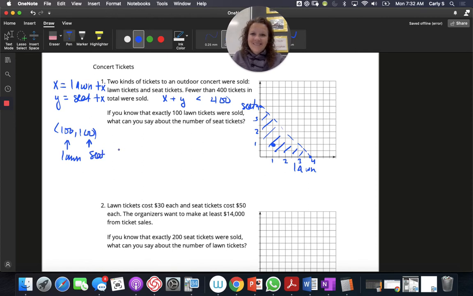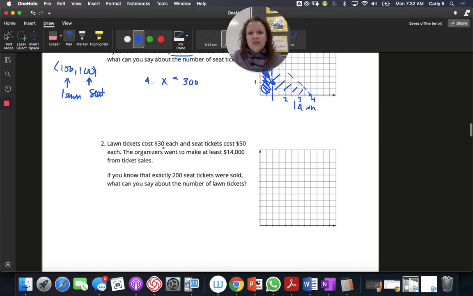So if you know that exactly 100 lawn tickets were sold, what can you say about the number of seat tickets? If I know exactly 100 lawn tickets were sold, I can say the seat tickets were less than 300. It can be anywhere in this shaded area. So if exactly 100 lawn tickets were sold, the number of seat tickets is less than 300. That's our D question.